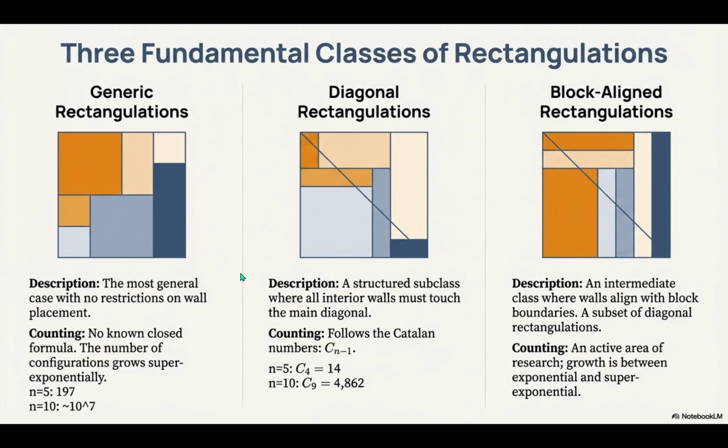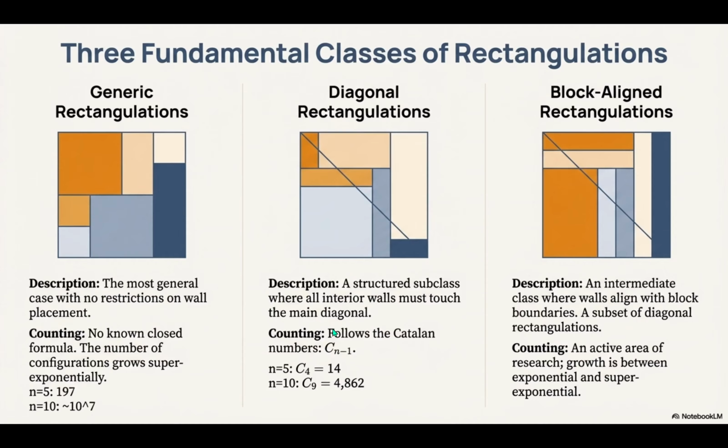So then you swing to the complete opposite end of the spectrum, the really structured one. Yes, the diagonal rectangulations. And this class has a very, very strict geometric rule. Okay, what's that? Every single internal wall has to touch the main diagonal line of the big bounding rectangle. That seems like a really specific constraint. Does that simplify the math a lot? Oh, it makes it beautifully predictable.